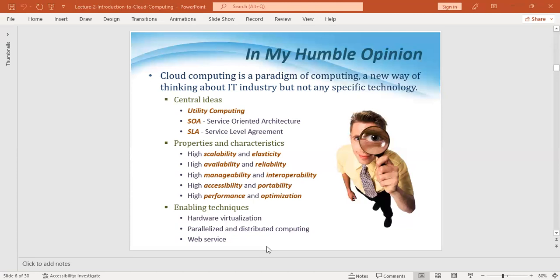And the next central idea that lies with it is basically SOA. SOA is a service-oriented architecture.